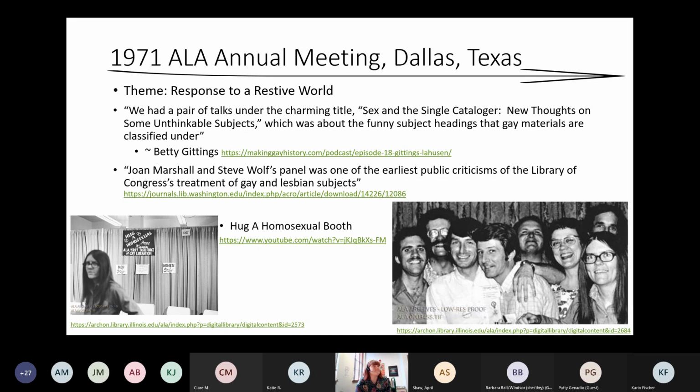And Barbara Gittings, who was a member, she's pictured down here on the right, kind of the second person in there in the glasses. She said, "We had a pair of talks under the charming title, Sex and the Single Cataloger, New Thoughts on Some Unthinkable Subjects, which was about the funny subject headings that gay materials are classified under." Barbara Gittings was, and we'll get to her in a minute, very influential in getting homosexuality out of the DSM, the psychology book about different disorders.